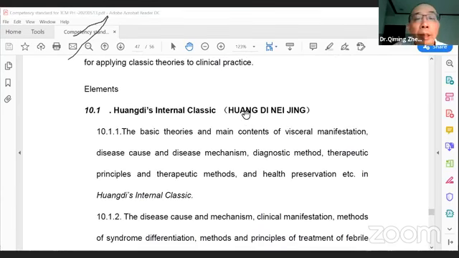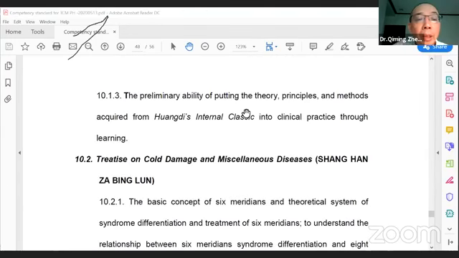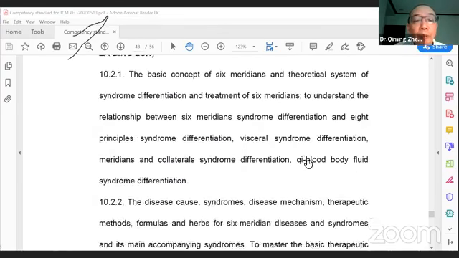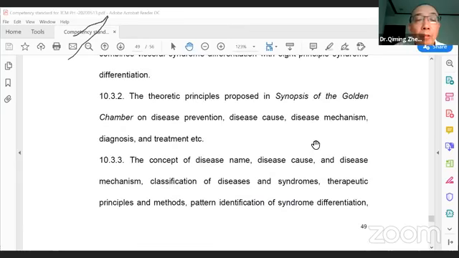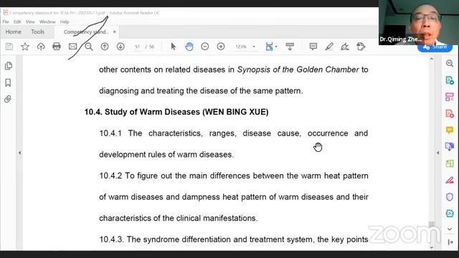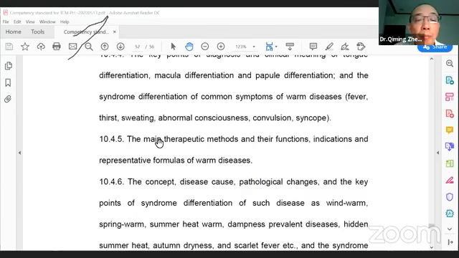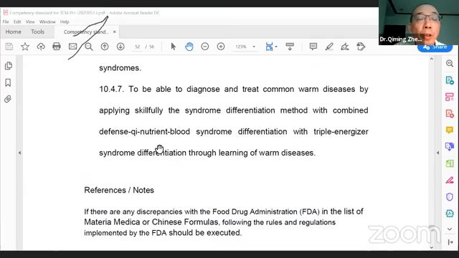The elements include the Huangdi Internal Classic. Second is the Treatise on Cold Damage and Miscellaneous Disease, 伤寒论, 伤寒杂病论. The third is the Synopsis of the Golden Chamber. Four will be the worm disease. So worm disease, right now for COVID-19, more of the formulas and principles and ideas are coming from the worm disease. Okay, so this is our major 10 units of competency standard to become TCM practitioners.